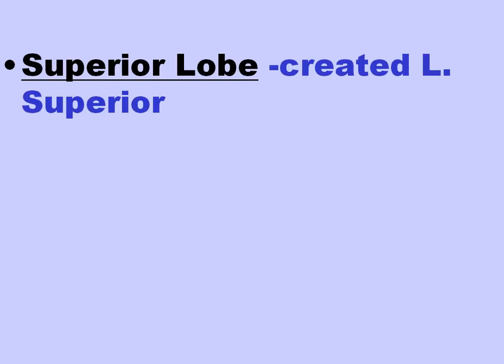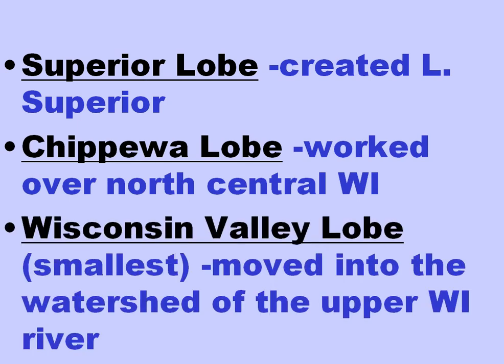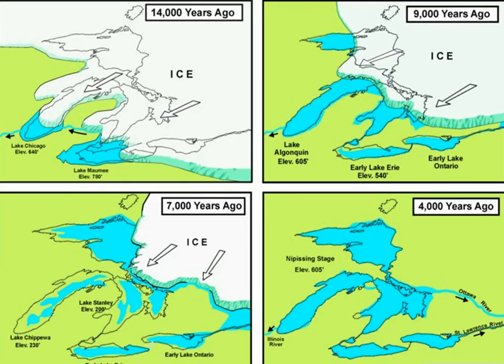We've got the Superior lobe, which created Lake Superior. We got the Chippewa lobe, which worked over north central Wisconsin. And then there's the Wisconsin Valley lobe. This tends to be one of the smaller lobes that came in Wisconsin, and it moved into the watershed of the upper Wisconsin River.